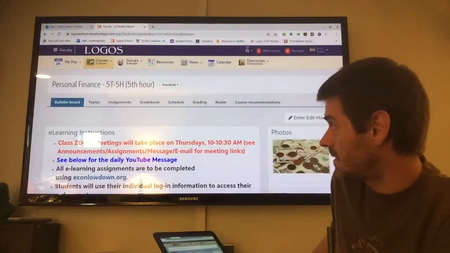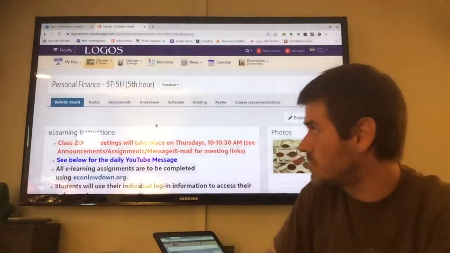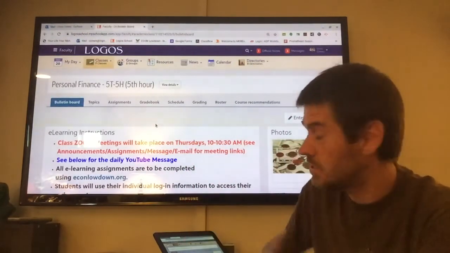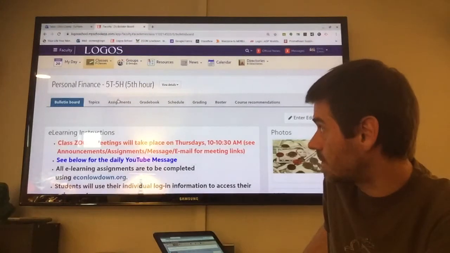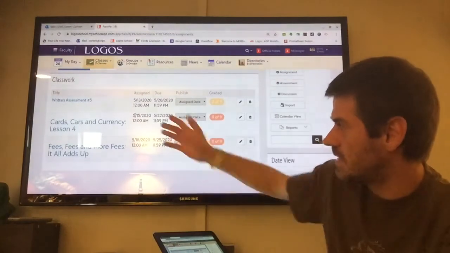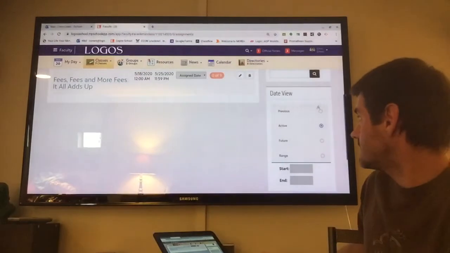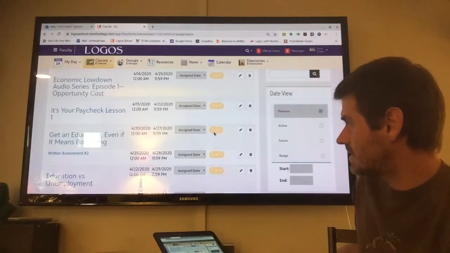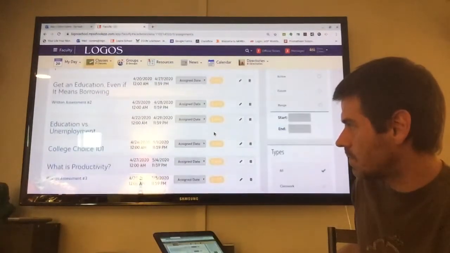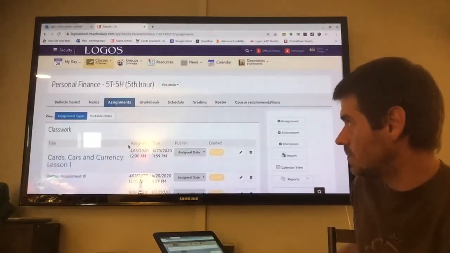Speaking of the assignments tab, this is my Blackbaud page, so I have more tabs. You should just have the 3 tabs: bulletin board, topic, and assignments. And again, this is on the class page. If we go under assignments, you can't access the assignments, but you can see the assignments. You can see both the active assignments, or if you change the date view, you can see previous assignments, all the assignments that have been assigned so far through Econ Lowdown. Remember, all these assignments are done through Econ Lowdown. If you click on one of these assignments, you'll find the link to get to Econ Lowdown.